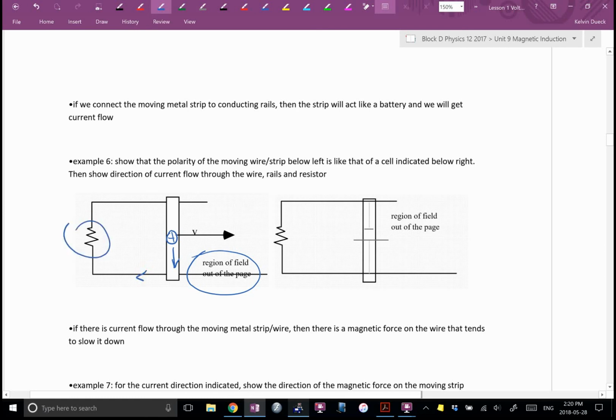And then they would be used to run this resistor. Maybe it's a light bulb. The light bulb would glow. And so I'm going to argue that mathematically, Sarah, it's the same as that circuit. But now, instead of a battery, it's an induced voltage source.